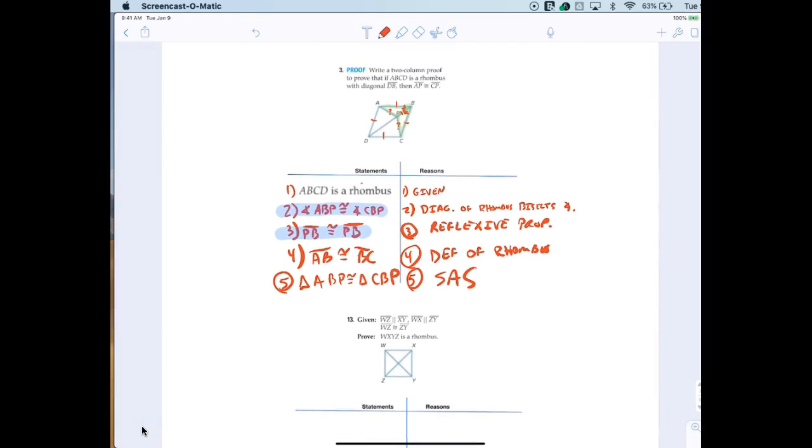All right, someone else. Final step. Charlotte, go. AP is congruent to CP because of CPCTC. Yes. AP is congruent to PC, CP, CPCTC. I just thought that was kind of easy. All right, hopefully you're getting better at it. All right, you're giving it a shot. Give yourself a chance.